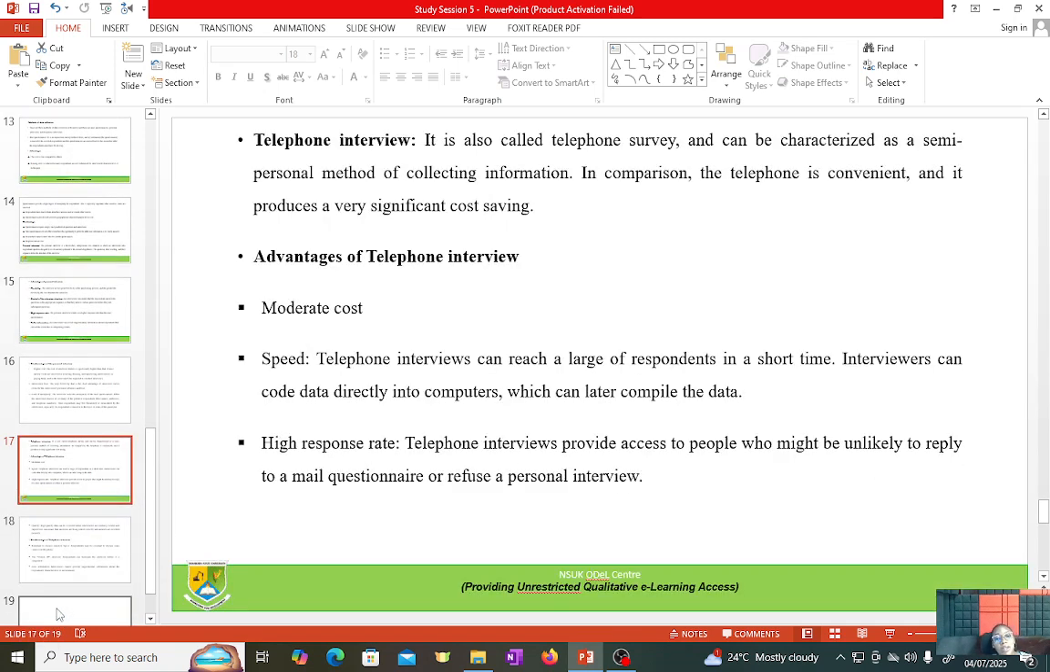Moving to telephone interview. It is also called telephone survey and can be characterized as a semi-personal method of collecting information. In comparison, the telephone is convenient and it produces a very significant cost saving. It has its advantages also: moderate cost, it saves time, there is a high response rate.